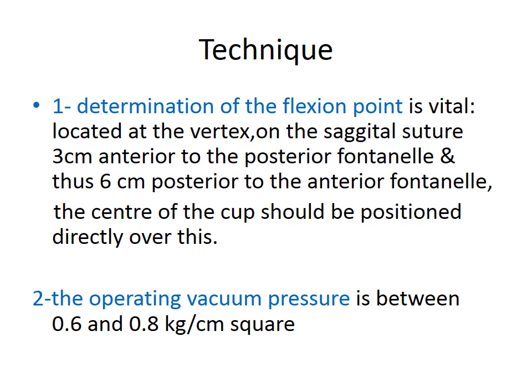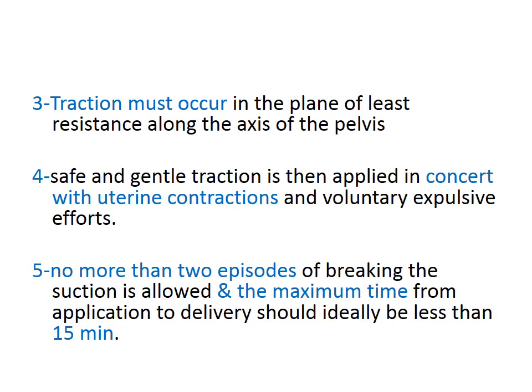However, with an increasing flexion of the presenting part of the fetal head, the smallest diameter will negotiate through the birth canal, and this will make the delivery easier. The operating vacuum pressure should be between 0.6 and 0.8 kg per centimeter square.